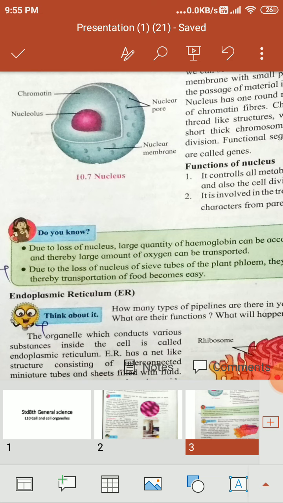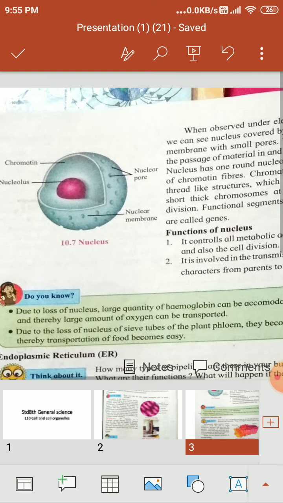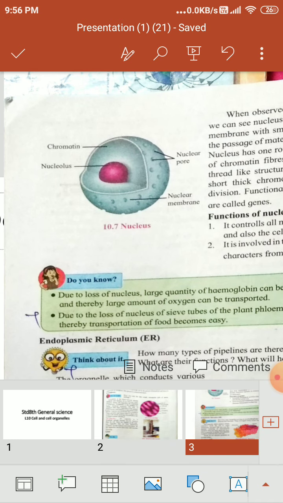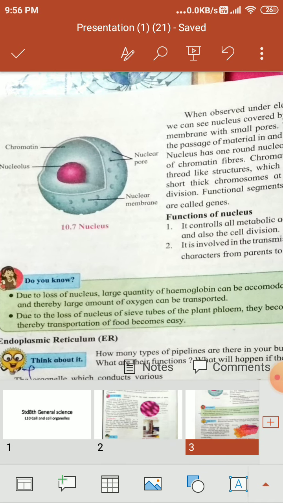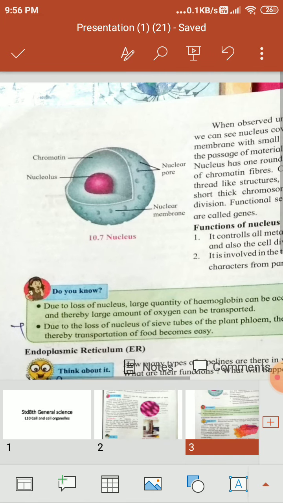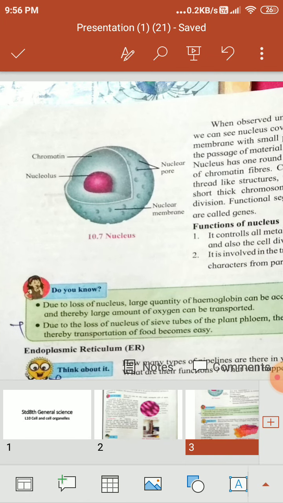Chromatin fibers are thin thread-like structures which condense to form short, thick chromosomes at the time of cell division. Functional segments on a chromosome are called genes. These genes carry the hereditary characteristics to the next generation. This is the function of the nucleus, and also it controls all the metabolic activity of the cell and the cell division. You have to draw the structure of the nucleus in your notebook and write down the function of the nucleus.